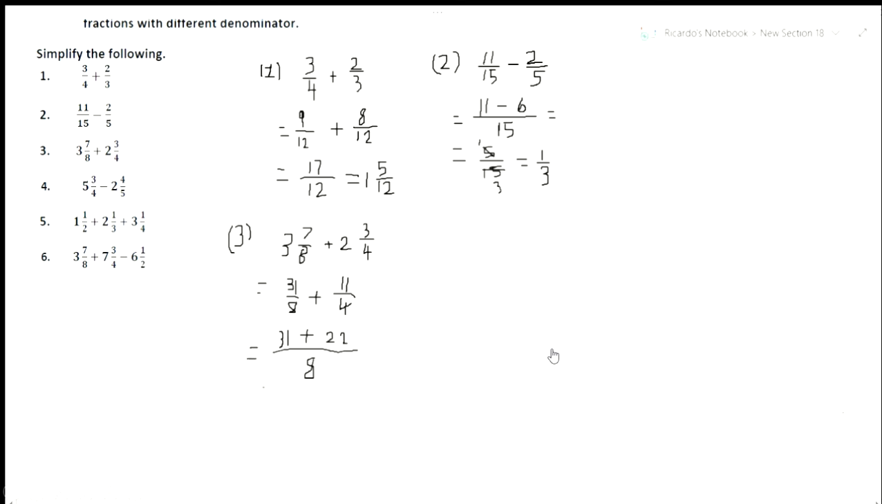Okay, so when you add those, you're going to get 53 upon 8. The 8 into 53 goes 6 times, and remainder 5. That will be 5 upon 8. And that satisfies that. So look at number 4.